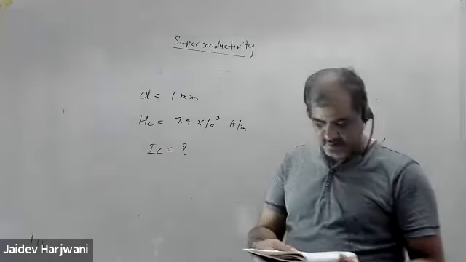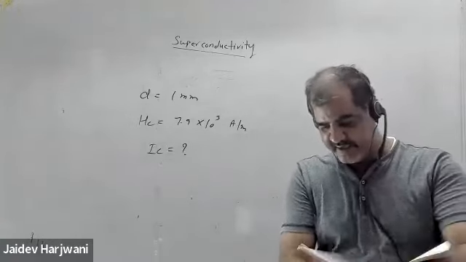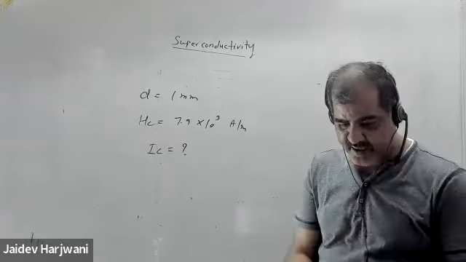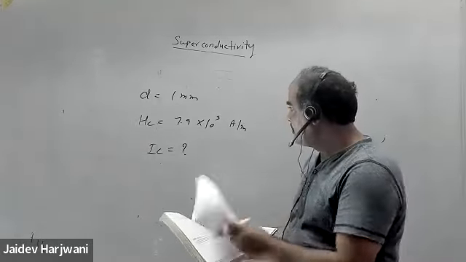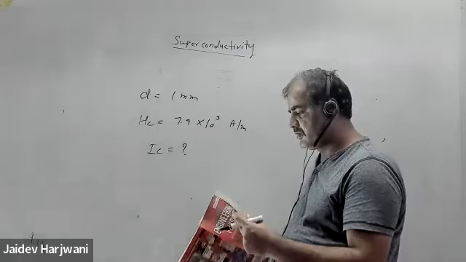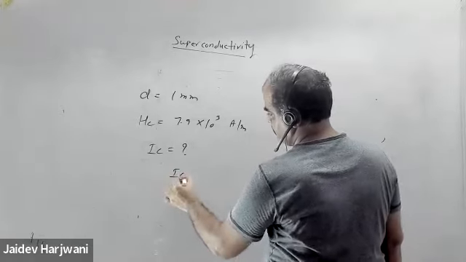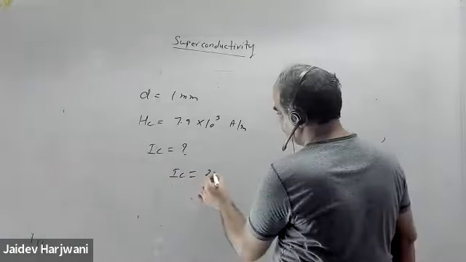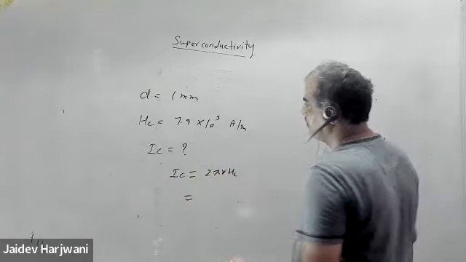कैसे निकालेंगे? What is the formula for critical current? 7.9 into 10 raised to 3. Sir, 2 HC by R ना IC. तो IC का फॉर्मूला क्या है? Sorry, 2 pi R HC. Yes, 2 pi R HC. इतने फॉर्मूला है. IC निकालो.